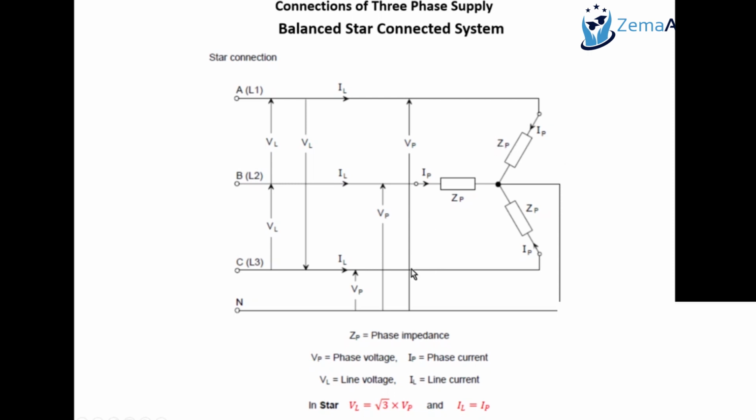Now, in the star connection, we have the derived equation to convert between the line voltage and the phase voltage. So, if you want to calculate the line voltage from the phase voltage, all you have to do is multiply by square root 3. In other words, the line voltage is equal to square root 3 times the phase voltage in the star connection. In the star connection, the line current and the phase current are equal. So it can be seen the current IL is the same current as IP. In other words, the line current is equal to the phase current. But the line voltage is equal to square root 3 times the phase voltage.